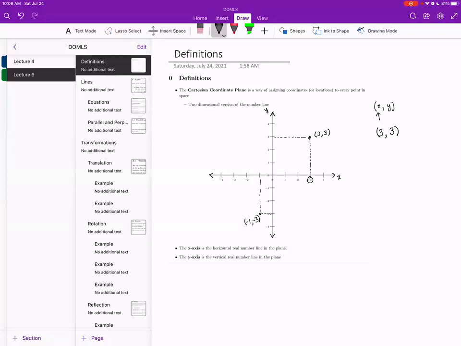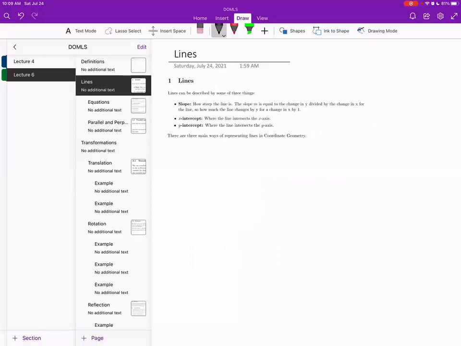The first thing that we're going to talk about is lines. Lines in coordinates, we're going to describe with at most three different things. We're not going to use all three of them in every way that we're looking at them. But let's take a look at these two things. First, there's slope, and that tells us how steep a line is.